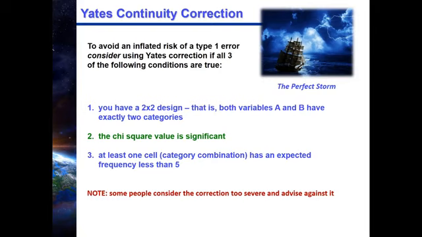So that's it for the perfect storm, the chi-square continuity correction, and that's it for chapter 11. I'll see you soon for chapter 12.